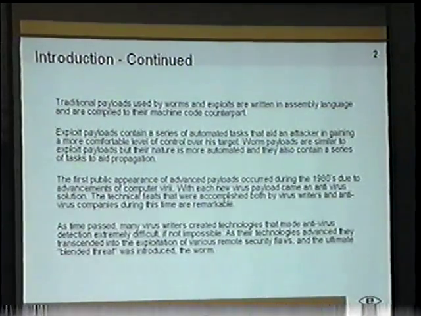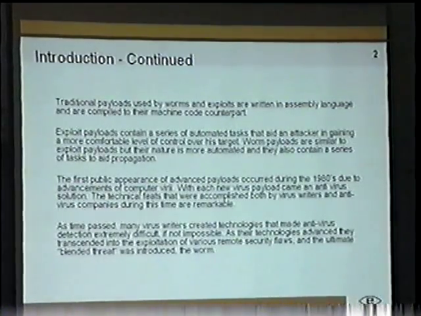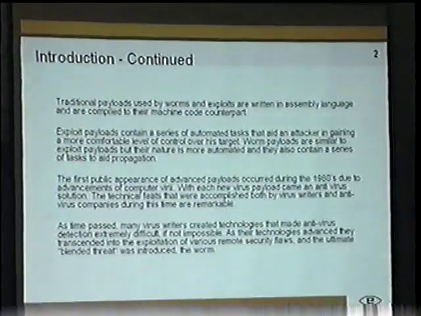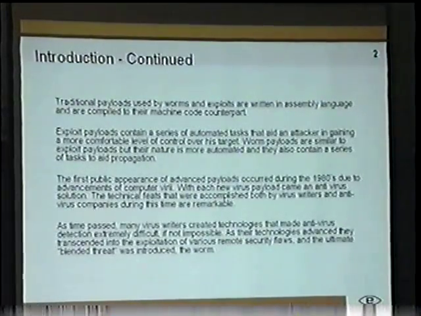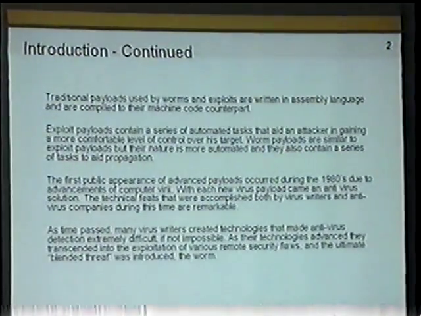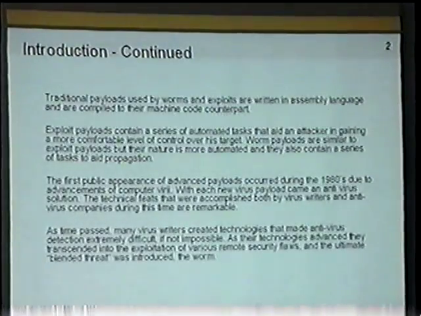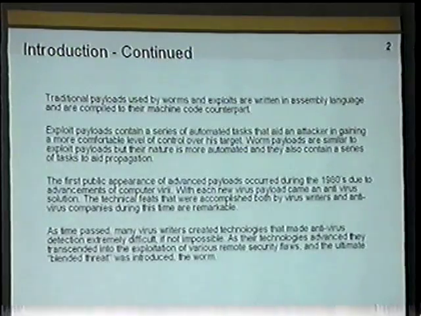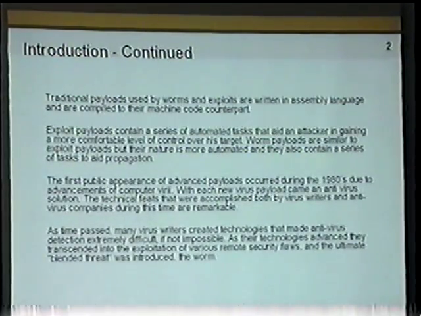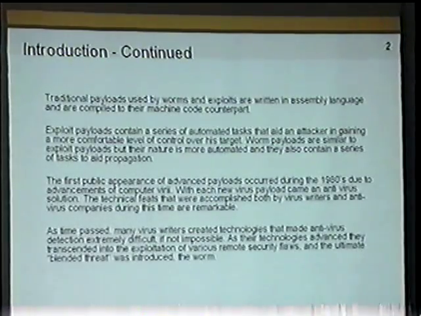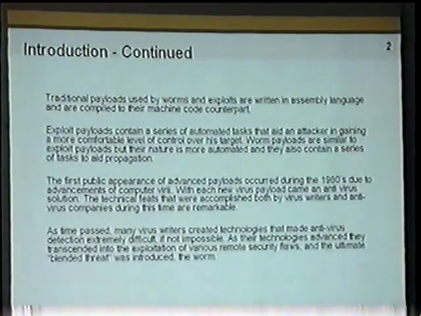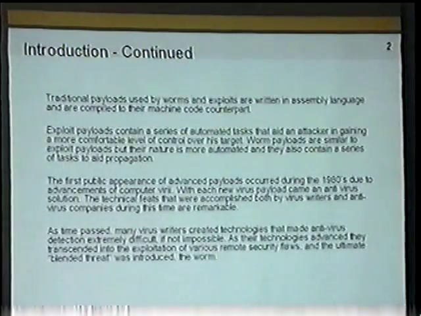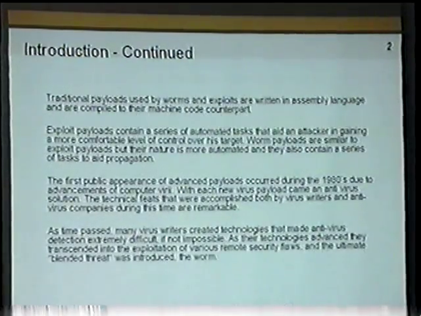Exploit payloads contain a series of automated tasks that aid an attacker in gaining a more comfortable level of control over its target. This is like a port binding shell exploit payload, or a connect back. They want a higher level of comfortability. They don't feel comfortable directly running all their code like an automated attack. If attackers take all their code and put it in a payload, then they risk triggering security systems. But they feel more comfortable by having that shell, or having that Back Orifice connection. Something that makes them feel more comfortable.